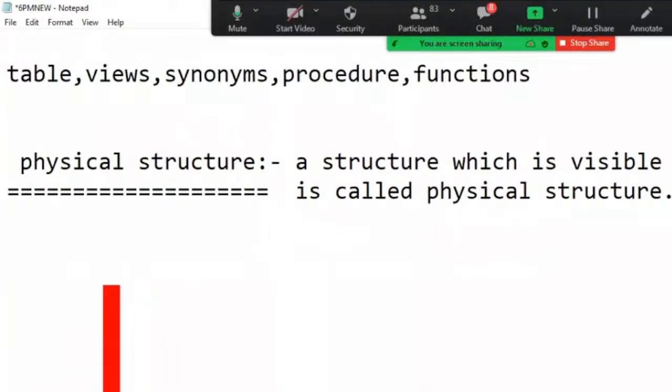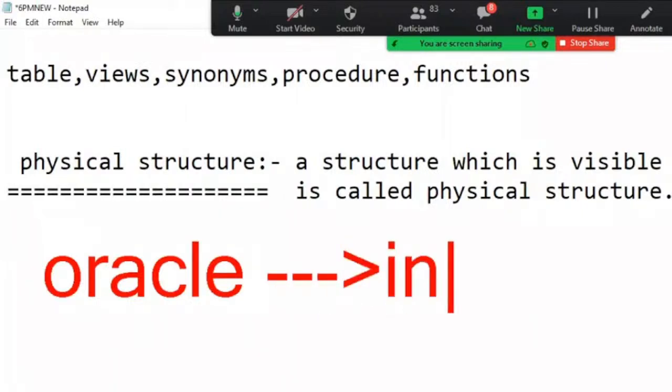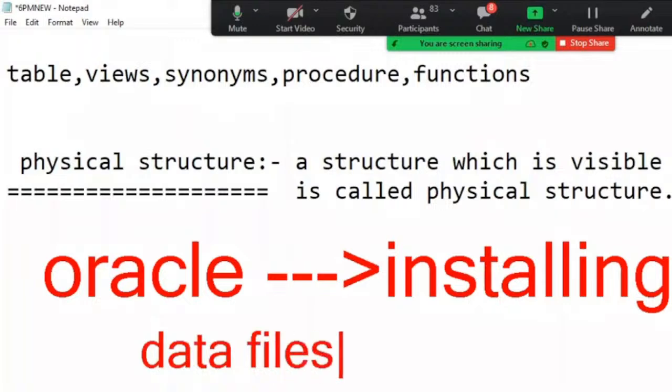Suppose I am installing, you are installing software also, some physical files are created on the disk. Suppose PowerPoint, MS Access, Word, anything we are loading, physical files are created. Same in our software, Oracle is a relational database software. MySQL, SQL Server, we are installing, for example. Whenever I install Oracle, automatically some physical files are created: data files, .dbf files, control files, and redo log files.